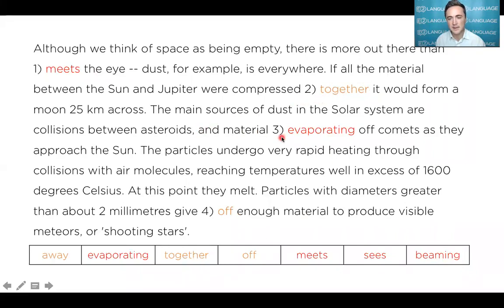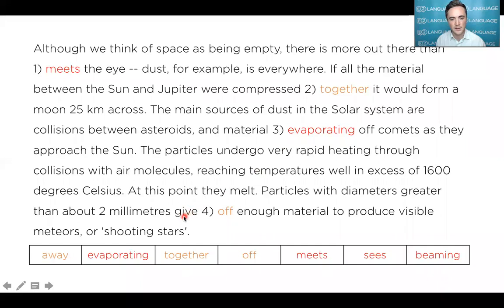Now this one was not so much a collocation, but meaning, because the material evaporates off the comets as they approach the sun. If you had material beaming off comets, it doesn't really make sense from a meaning perspective. So you do still have to read for meaning.